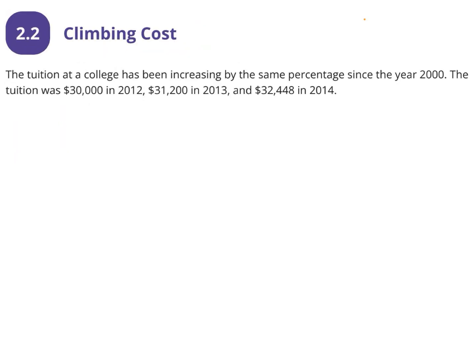All right, so now we have a situation. Tuition at a college has been increasing by the same percentage since year 2000, okay? In 2012, the college tuition was $30,000. So this is our start date, 2012. This is our A, which equals 100%. So you got to do your analysis when you read the problem. It's going up each year. So that tells me T, our time, is 1 year.